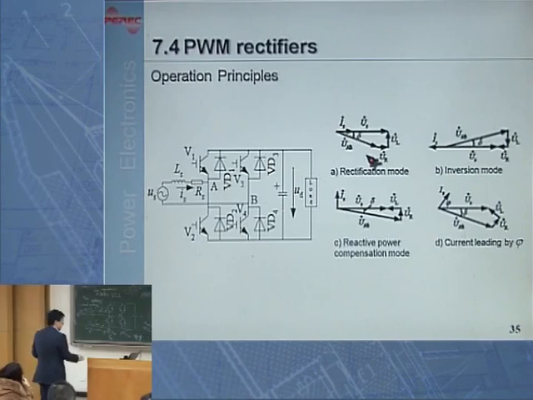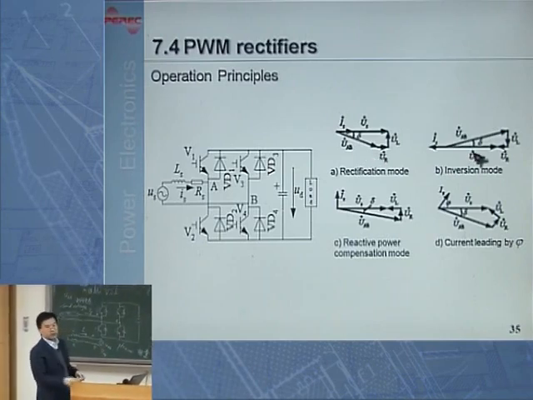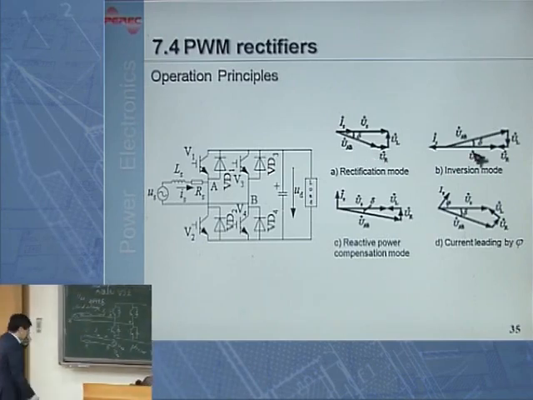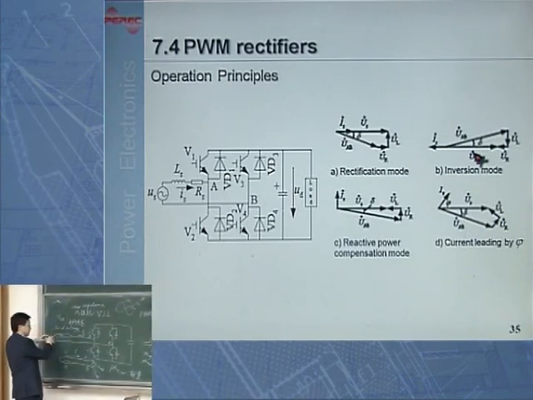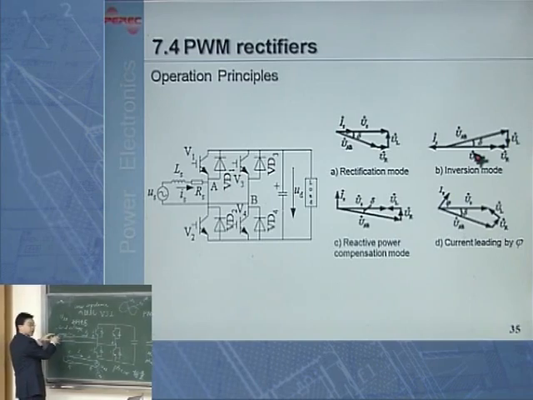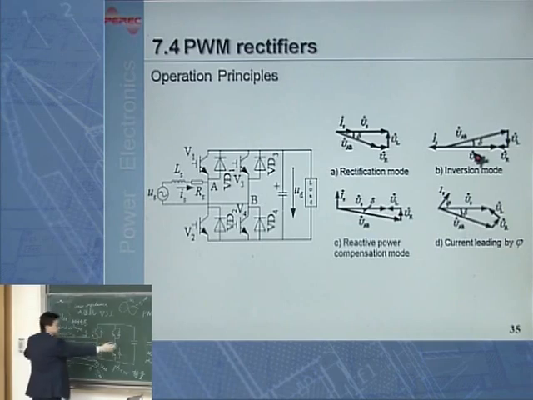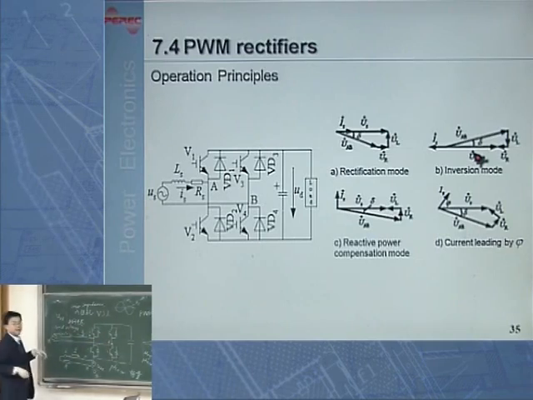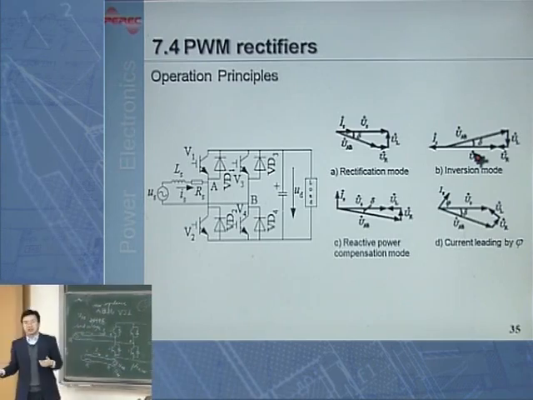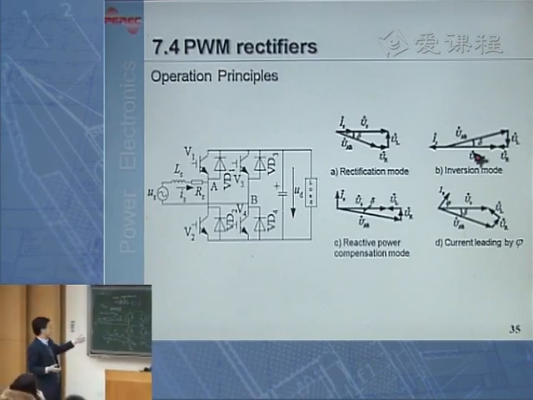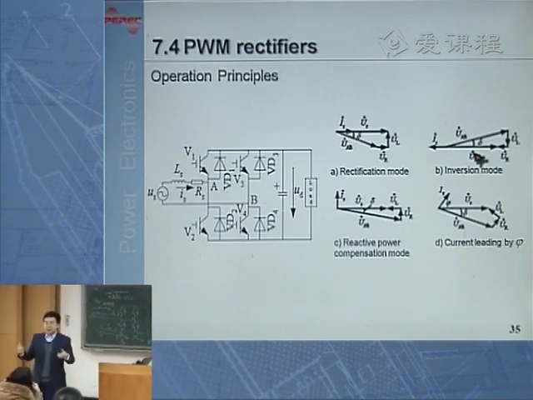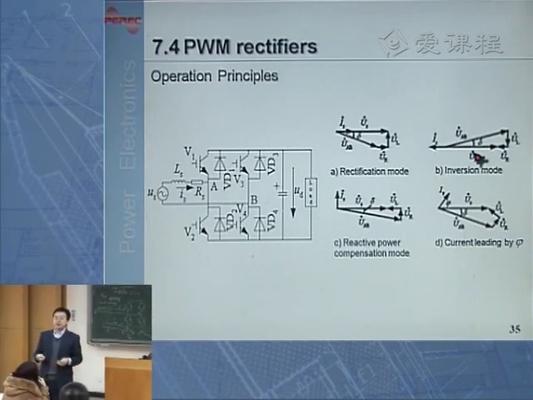Okay. In case B, you can see the energy is transferred from DC side to AC side because the power generated by the grid voltage source is negative. So energy is transferring from right-hand side to left-hand side. From DC to AC. And therefore, this is the inversion mode. So this voltage source inverter is exactly working as an inverter, transferring DC energy to AC.